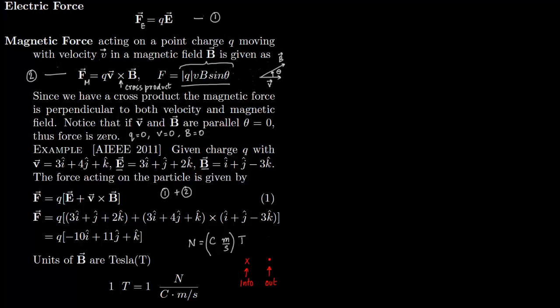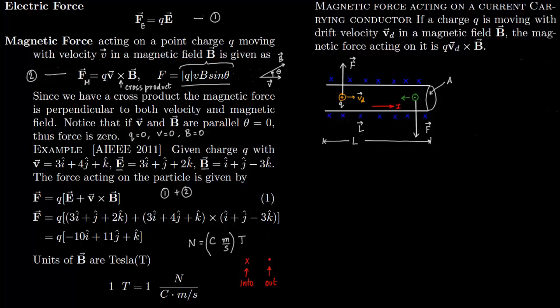Now we talk about magnetic force acting on a current carrying conductor. Now if a charge is moving with some drift velocity Vd in a magnetic field B, the magnetic field is given to you right here. It is going into the screen, so it looks like the back end of an arrow. And the charge is moving with some drift velocity Vd. So the magnetic force acting on it is q Vd cross product with the magnetic field vector. This is nothing but equation 2 where velocity has been replaced by Vd.